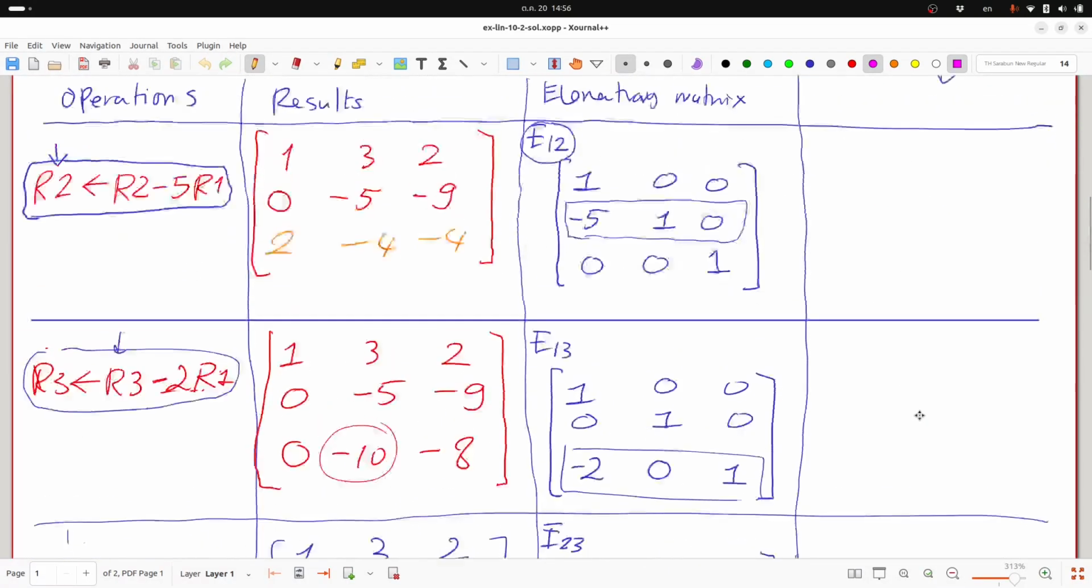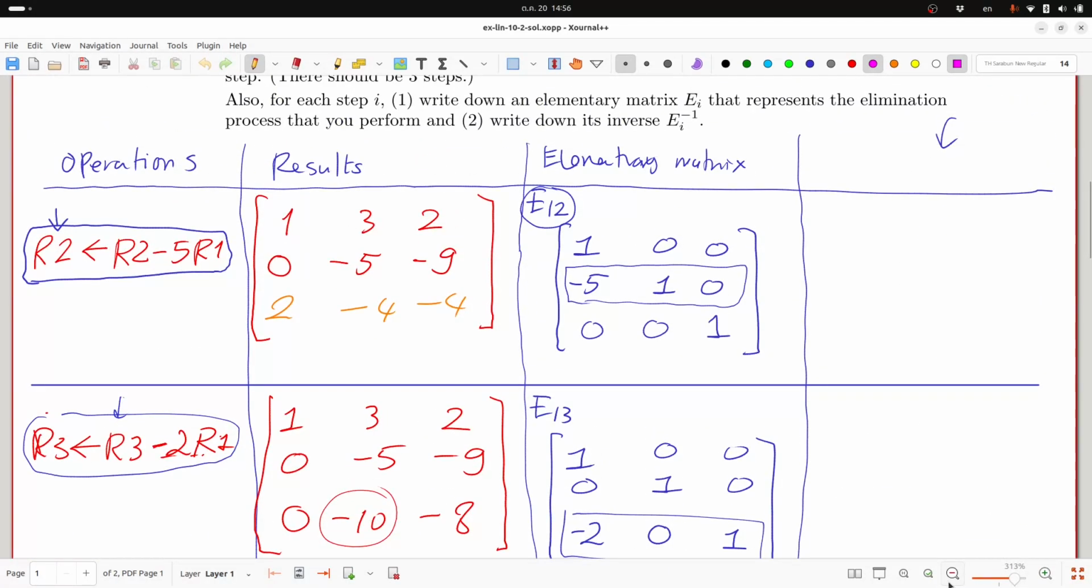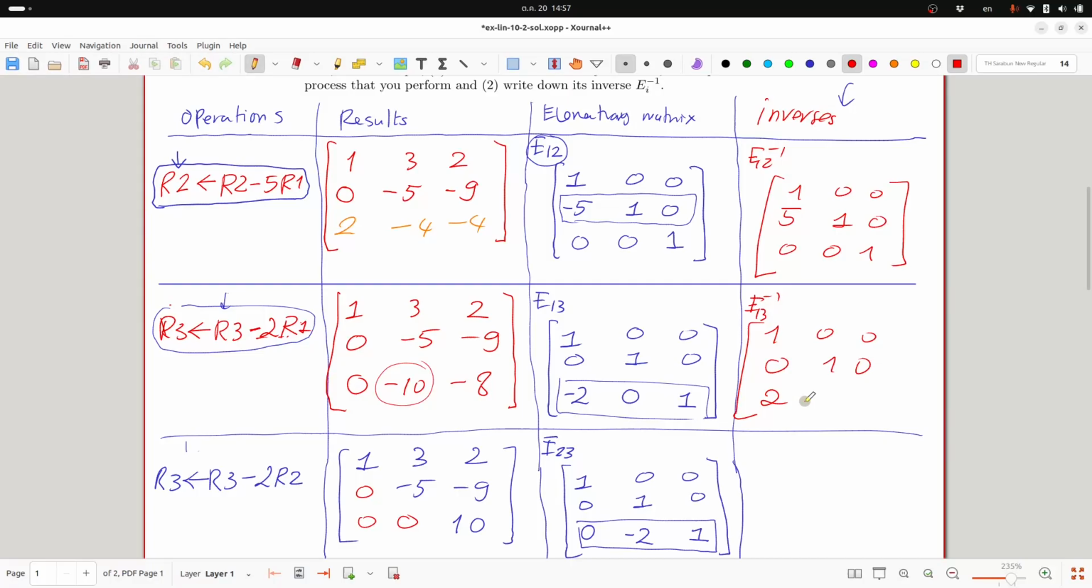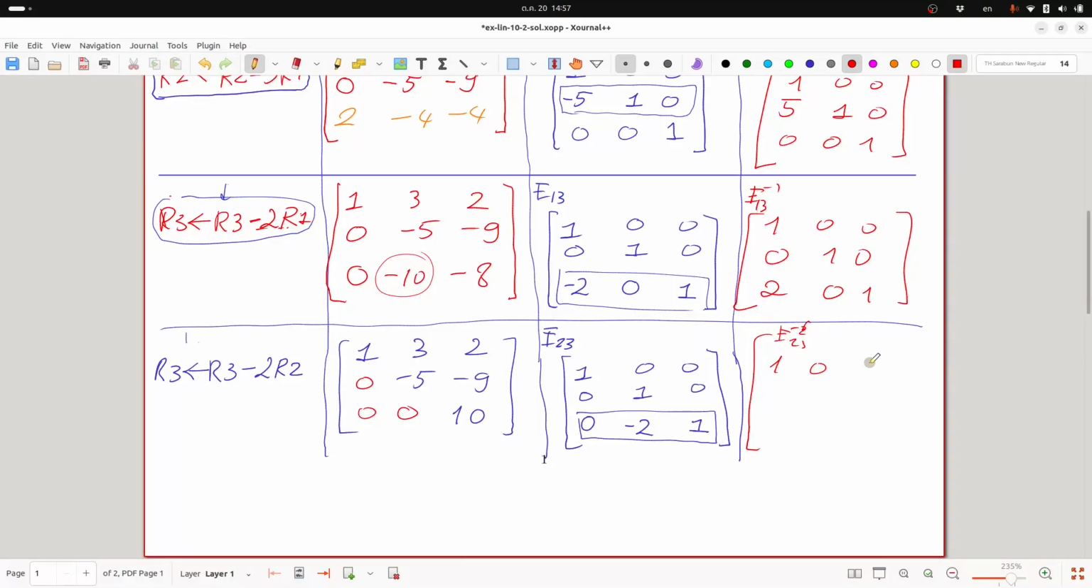Okay, so the third, let's fill out the inverse here. So the inverse of E12 is going to be 1 0 0. So you subtract 5, right? So you add 5 back. The inverse of this is going to be 1 0 0, 1 0. You add it back. Finally, the inverse of this is going to be like that.